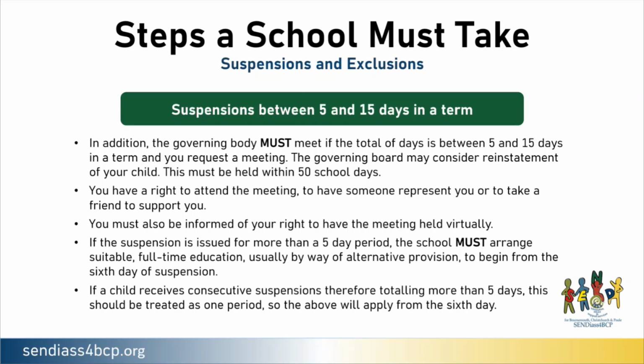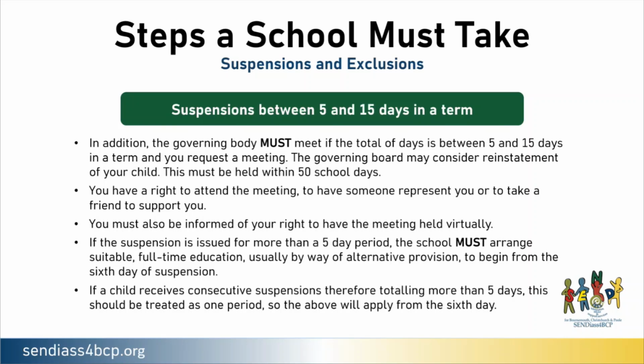For suspensions between 5 and 15 days in a term, in addition, the governing body must meet if the total days is between 5 and 15 days in a term and you request a meeting. The governing board may consider reinstatement of your child, and this must be held within 50 school days. You have a right to attend the meeting, to have someone represent you, or take a friend to support you. You must also be informed of your right to have the meeting held virtually.